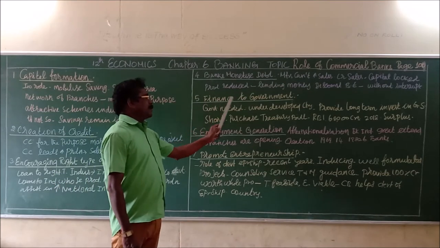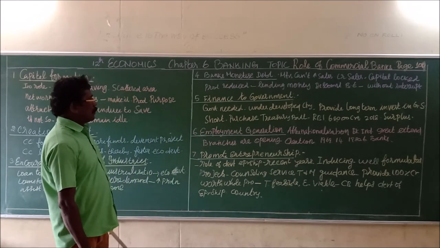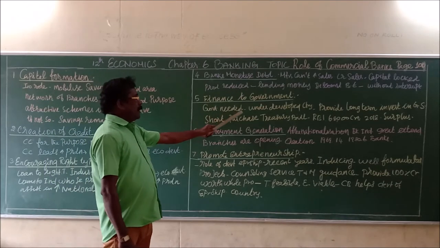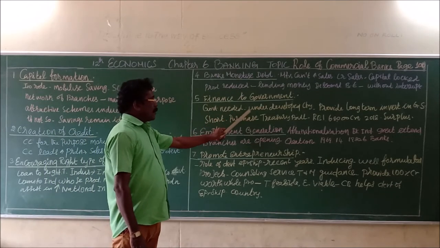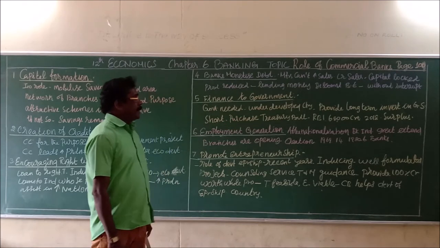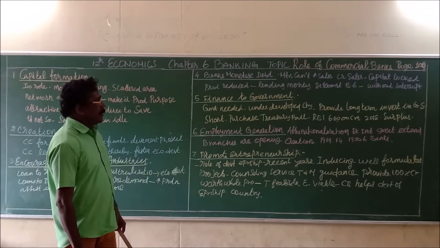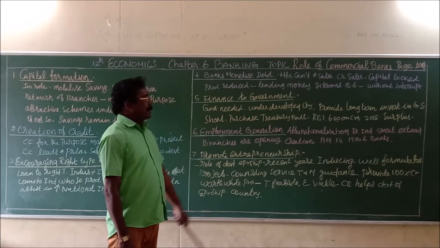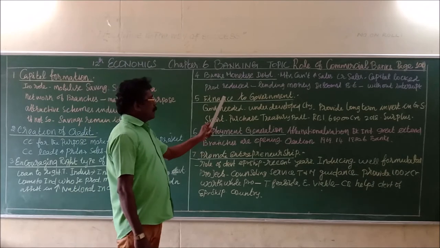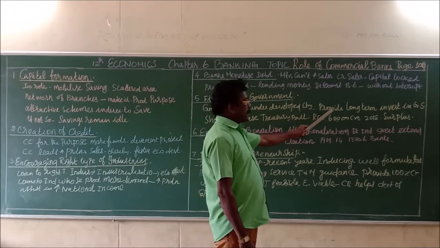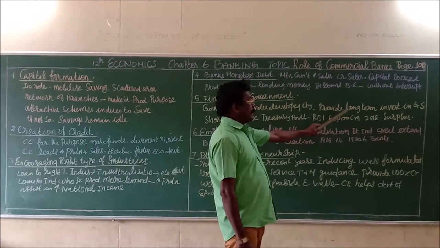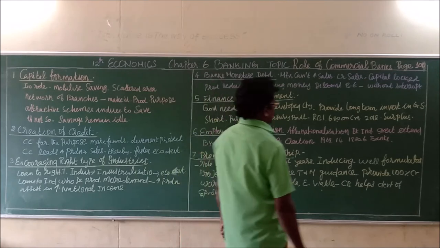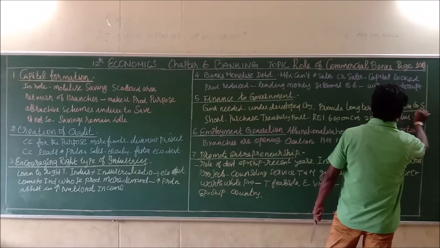Point number 5, finance to the government. The commercial banks are providing finance to the government. How? The government needs funds for sanctioning loans to assist the industries in underdeveloped countries. So the bankers provide long-term assistance to the government by way of purchasing government securities, or investment in government securities.